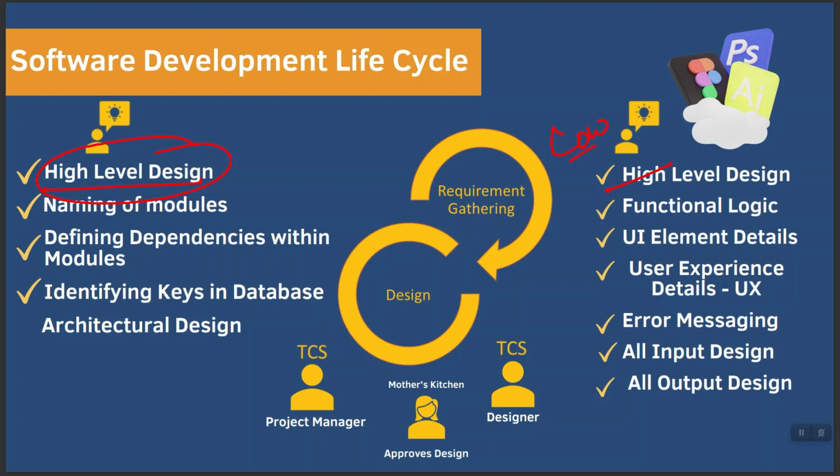Moving on to the low level design, the LLD. This one is referred to as HLD. In the low level design, we are going to discuss the functional logic of the application, the UI element details, what colors they are going to use, what CSS elements we are going to use, and the user experience details: what exactly will happen by clicking on which button, or which link text will take us where, what will happen if the user wishes to sort the list, and what will happen if the user wishes to filter the list.